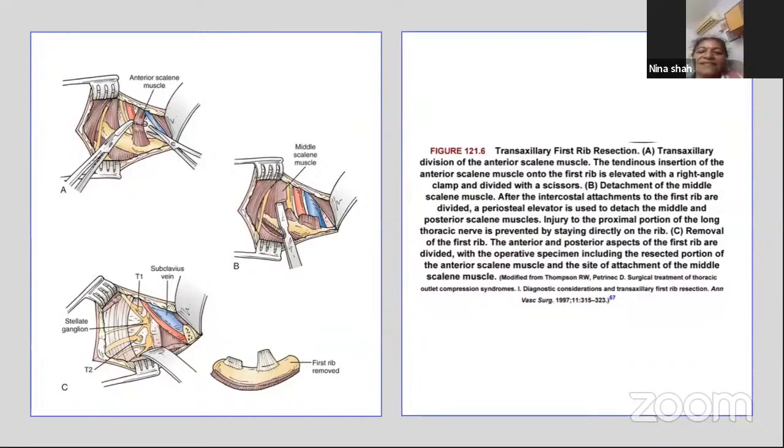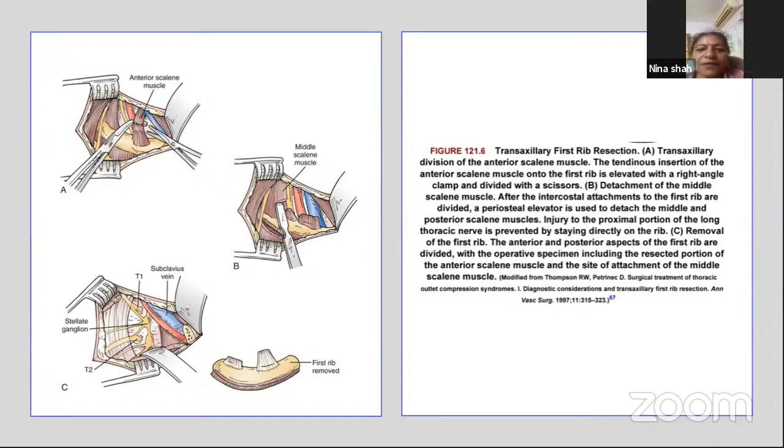In that incision, they were also cutting part of the pectoralis major, because they have to go through the thorax for doing this sympathectomy. So it requires cutting part of the pectoralis also.